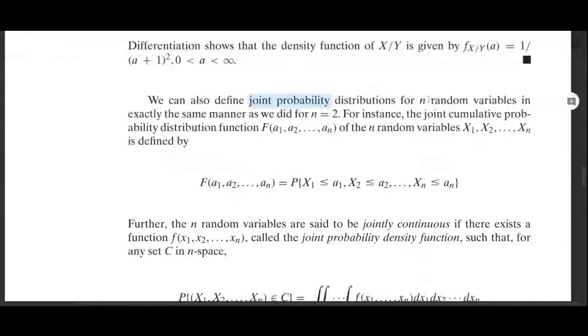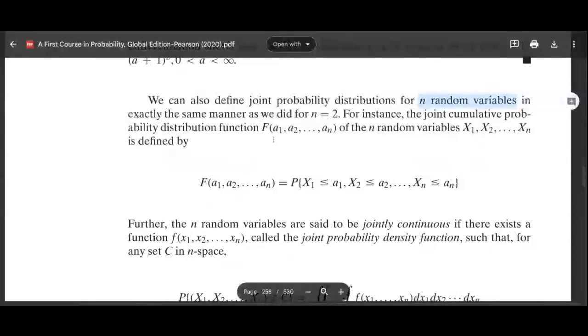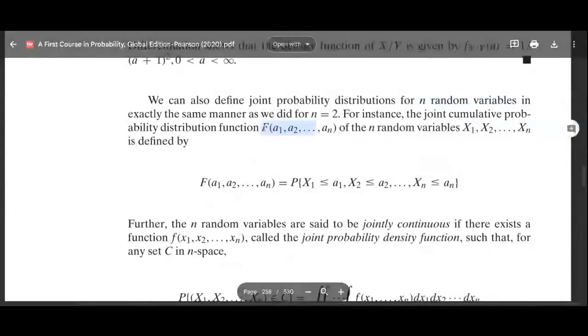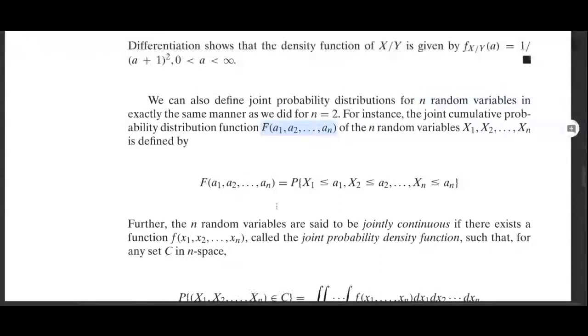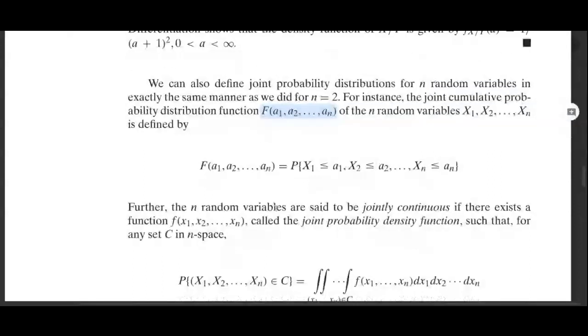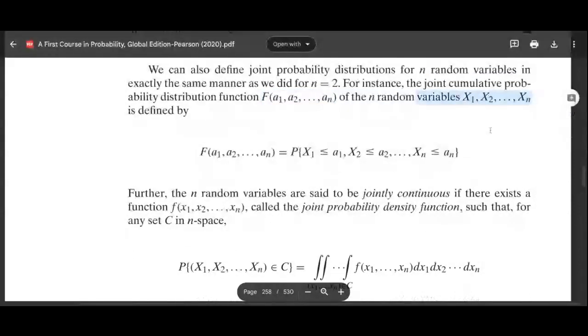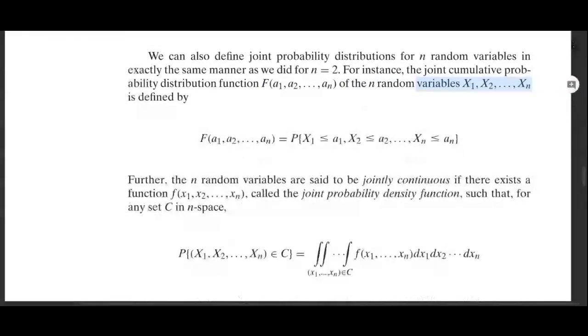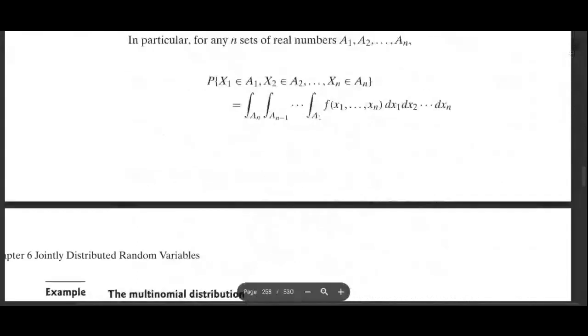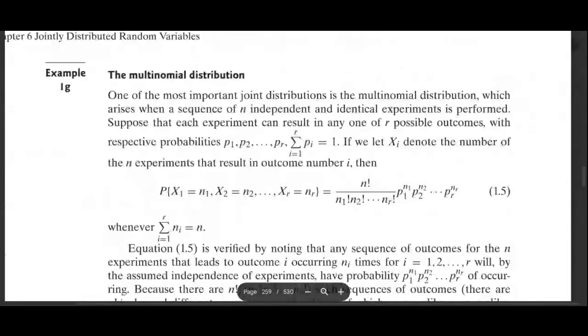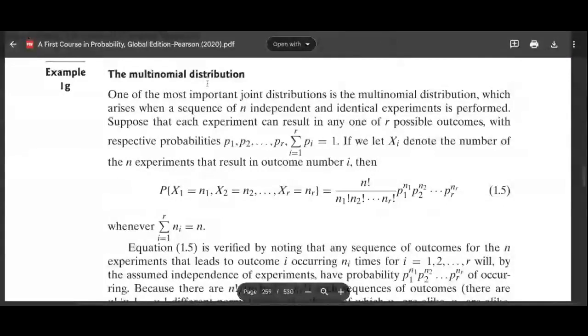We can also define joint probability distribution for n random variables, of course. We can talk about the f of n variables, from 1 up to n. Basically, we can have finitely many joint variables. Let's see this, the multinomial distribution.